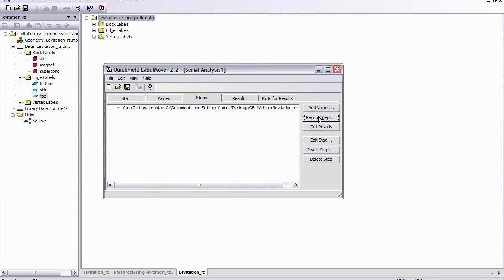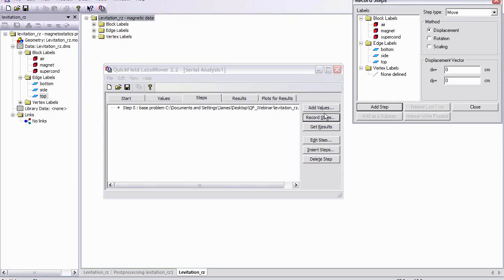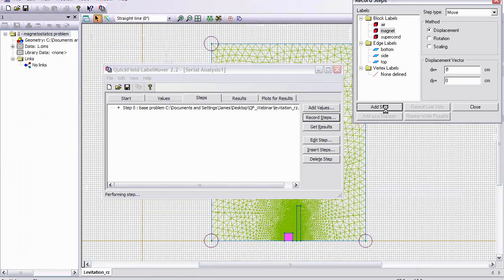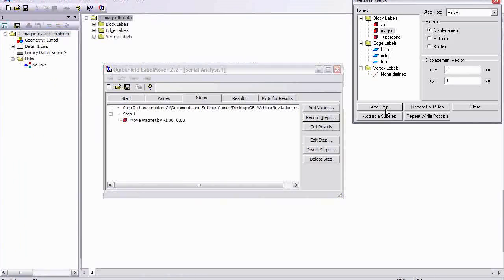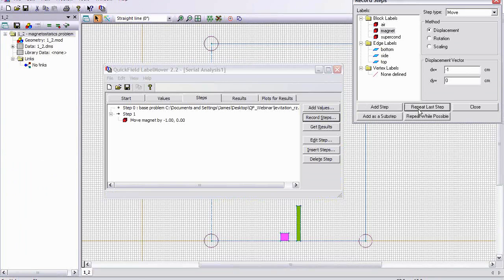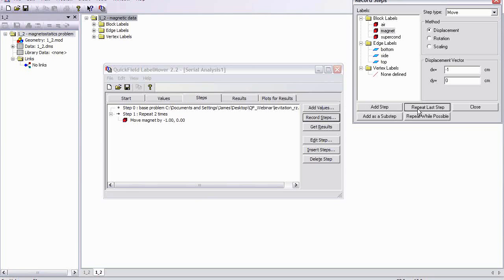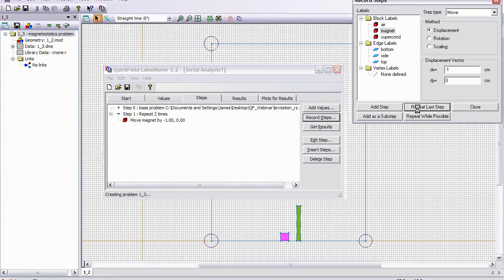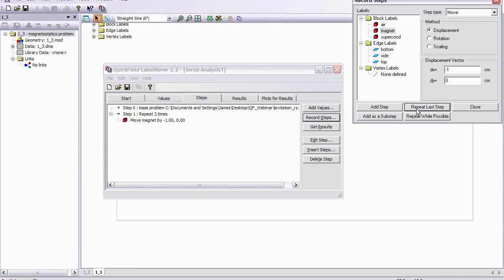Now we will record steps. I'm going to displace the magnet to the left in increments of 1 centimeter. Let's add a step. And I'm going to repeat the last step a couple times. Okay, one more.